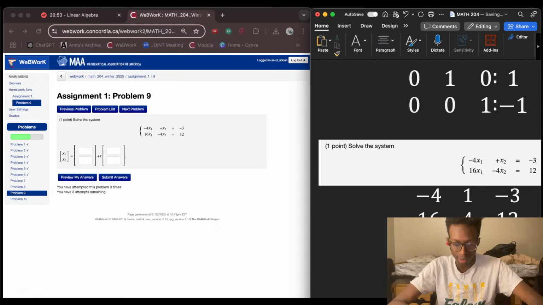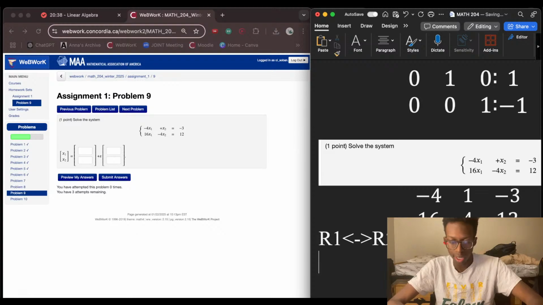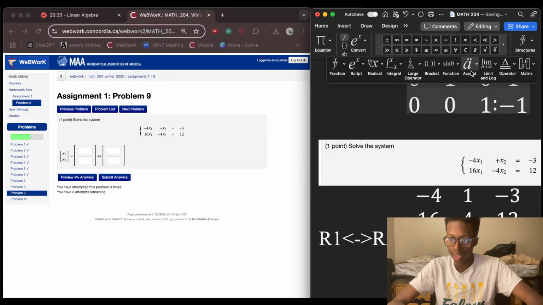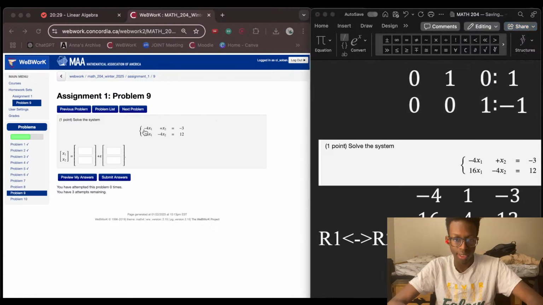No, okay, so let's write out what we're doing. I'm going to make row 1 and interchange them, just for the fun of it. Row 1 is switching with row 2, and then add the thing. Let's just make sure that it isn't.